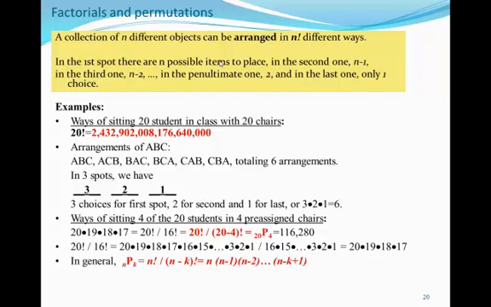So the answer is 116,280. In general, nPk is the permutation of picking k objects from n objects, where the rearrangement of those k objects matters. It equals n factorial divided by (n minus k) factorial, which equals n times (n minus 1) times (n minus 2), etc., until n minus k plus 1. nPk is called a permutation of k objects out of n total objects.